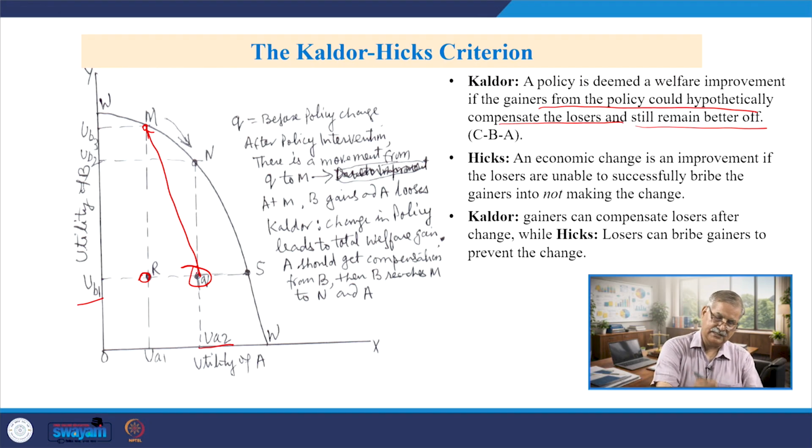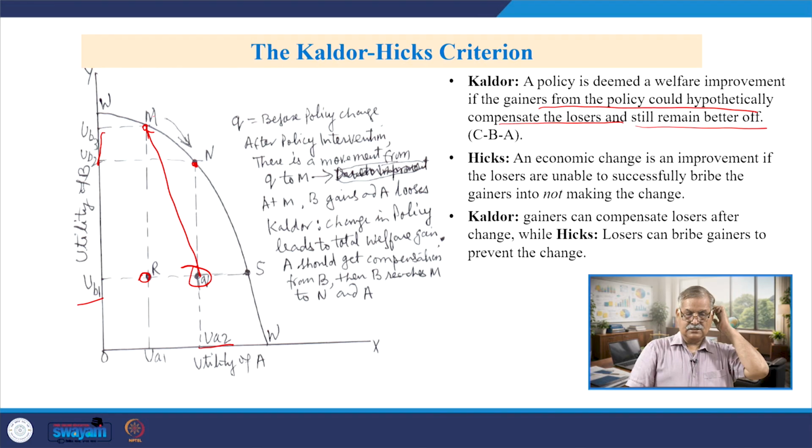So in order to reach the same level, if you move from M to N point, then the utility of B will decline from UB3 to UB2, this vertical distance, and then the utility of A increases from R point to Q, meaning consumer A reaches the same level of utility as before. So that is called compensation. But overall, if you look at the benefit received by B, it is much higher than the initial level. It means that social welfare is increased.